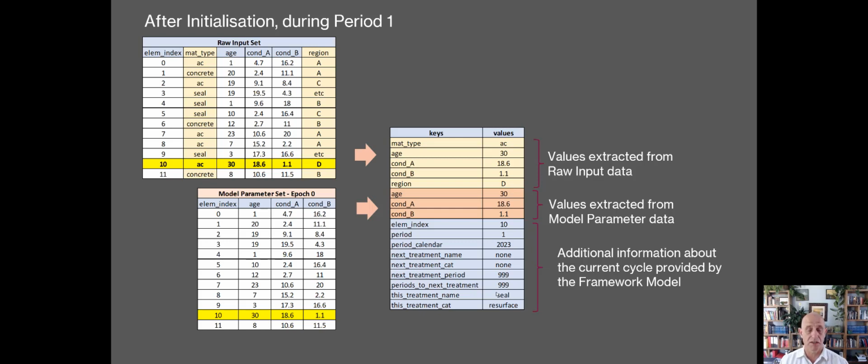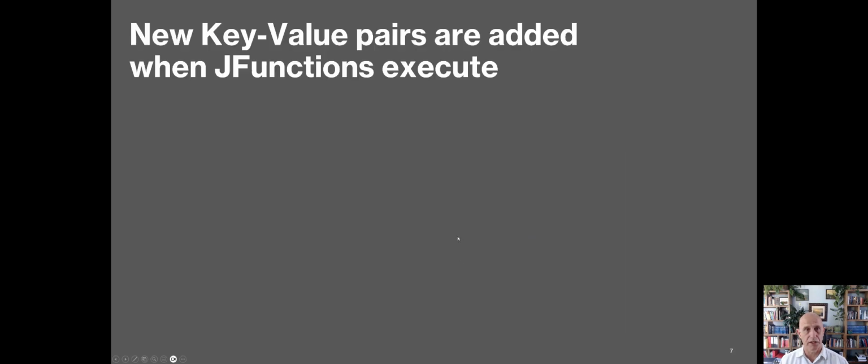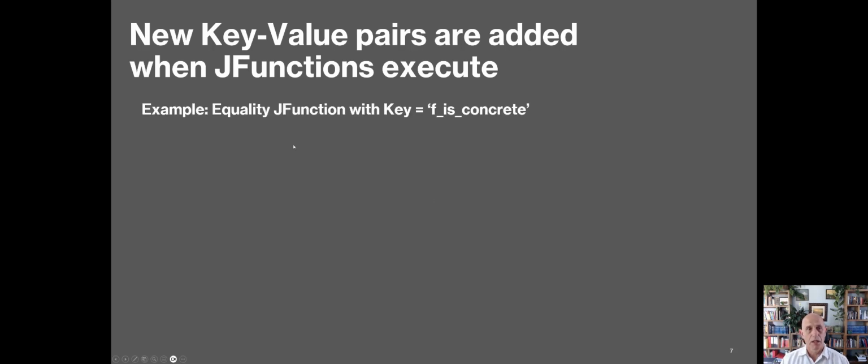Let's have a look at an example of how a JFunction makes use of this key value dictionary. The key element to note is that new key value pairs are added when your JFunctions execute. So let's take an example of a very simple JFunction, which is an equality, and we assume that in your model setup file you've defined this JFunction and you've given it a key f underscore is concrete. With JFunctions, we require that they always be prefixed with f underscore, and you can add whatever you want as long as it's one word without special characters. So for this example, we assume we've got an equality JFunction and its key is f underscore is underscore concrete. That means, is this a concrete material or not? And this is the syntax that we used in this example to define our JFunction equality.